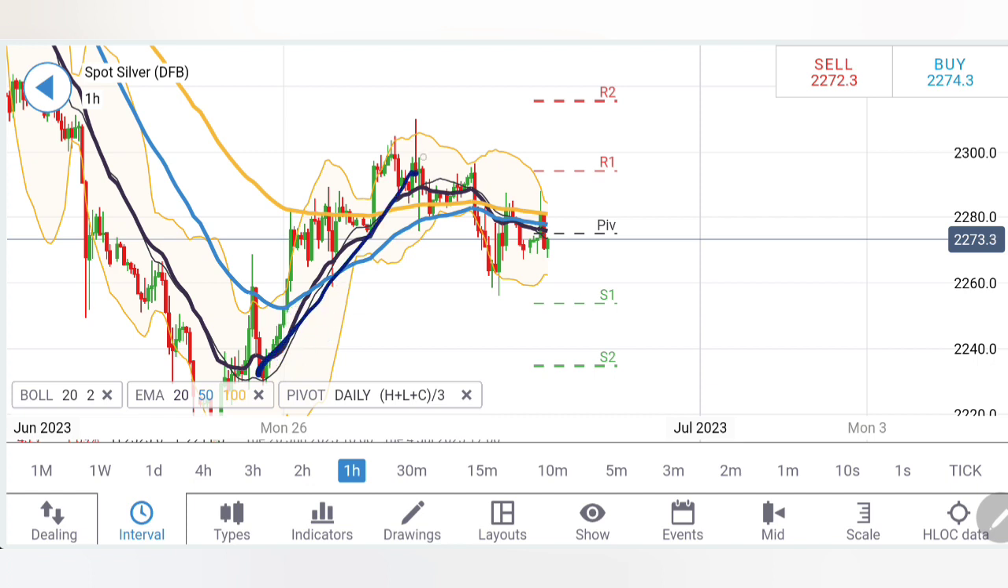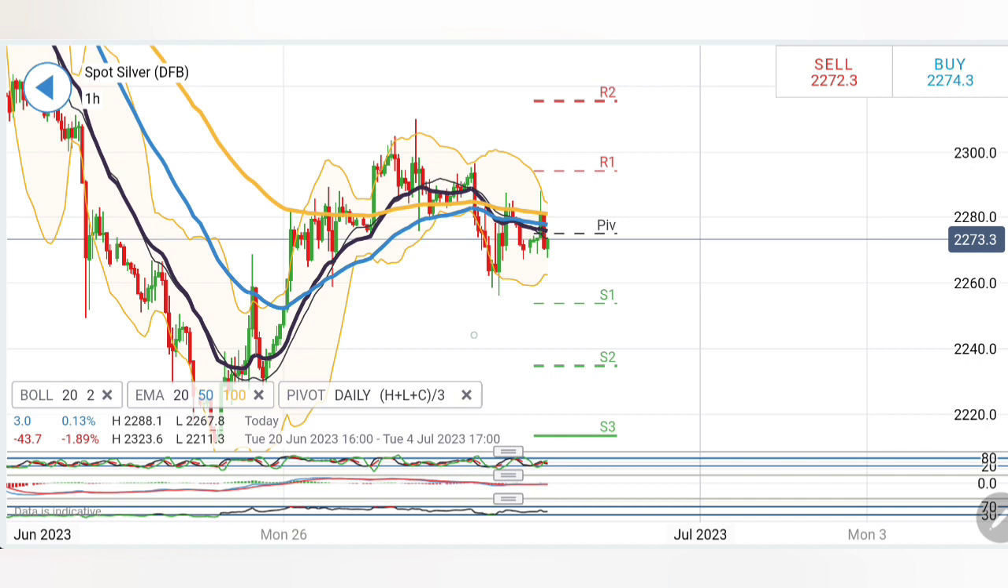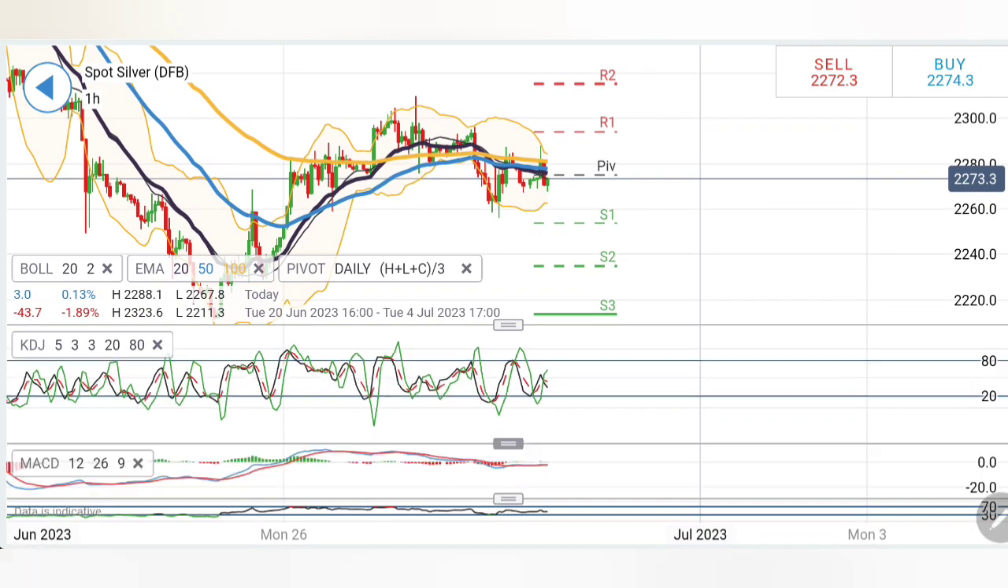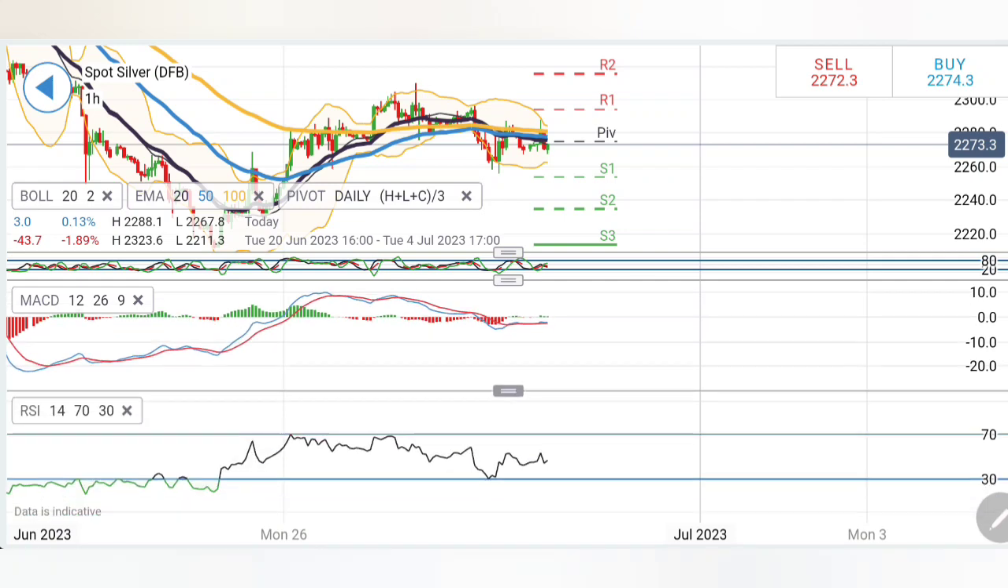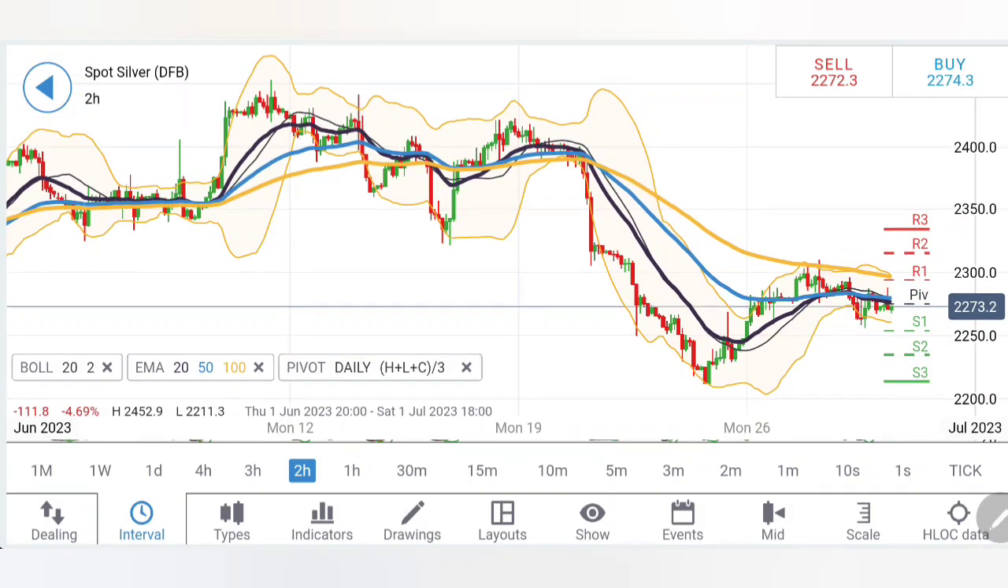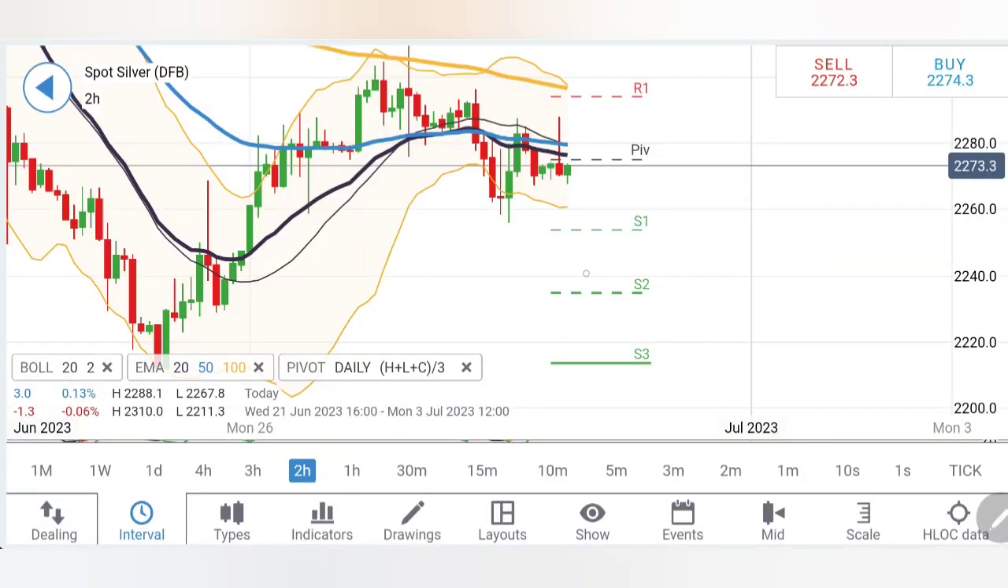What has happened till now? See the rise here, the retracement, and if it breaks out, certainly more bullish momentum can be seen here. If you look at the stochastic, this is looking down. MACD is almost flat. RSI is almost comfortable, neither bullish nor bearish. Coming to the 2-hour charts, on the 2-hour charts also, a similar observation.